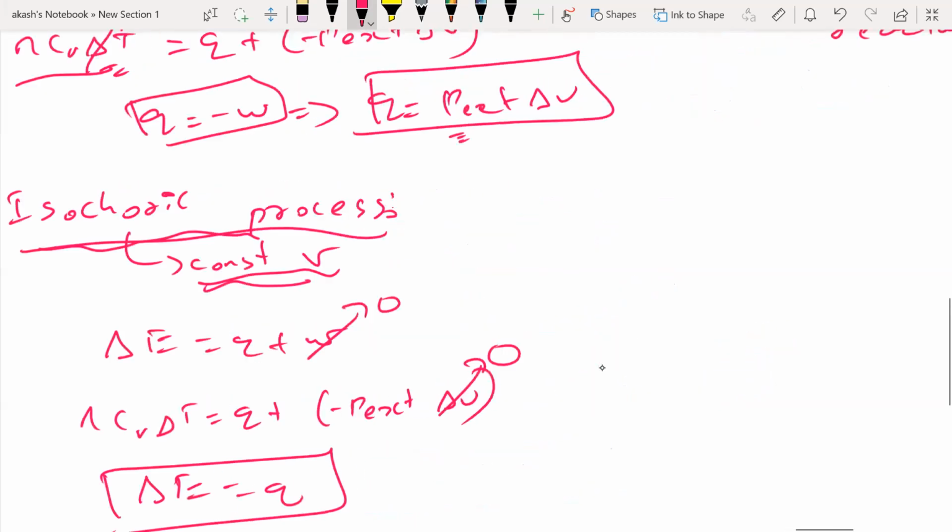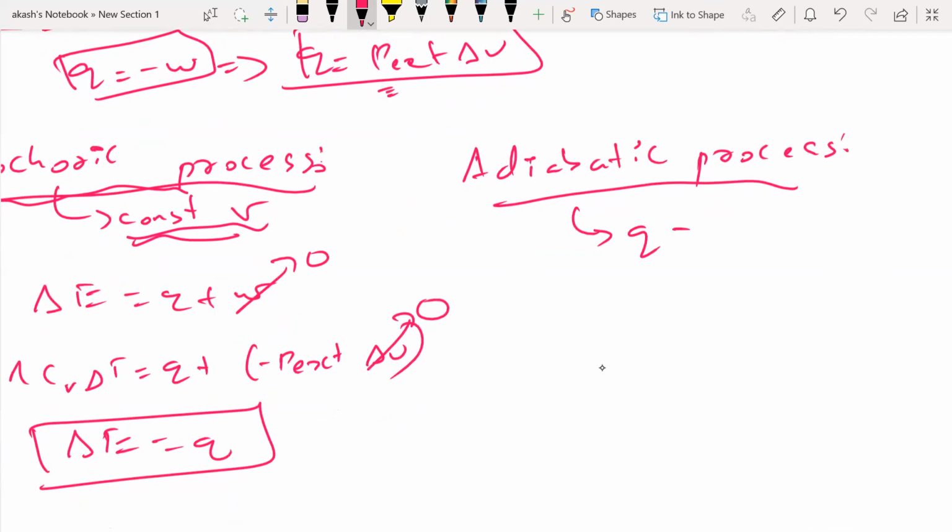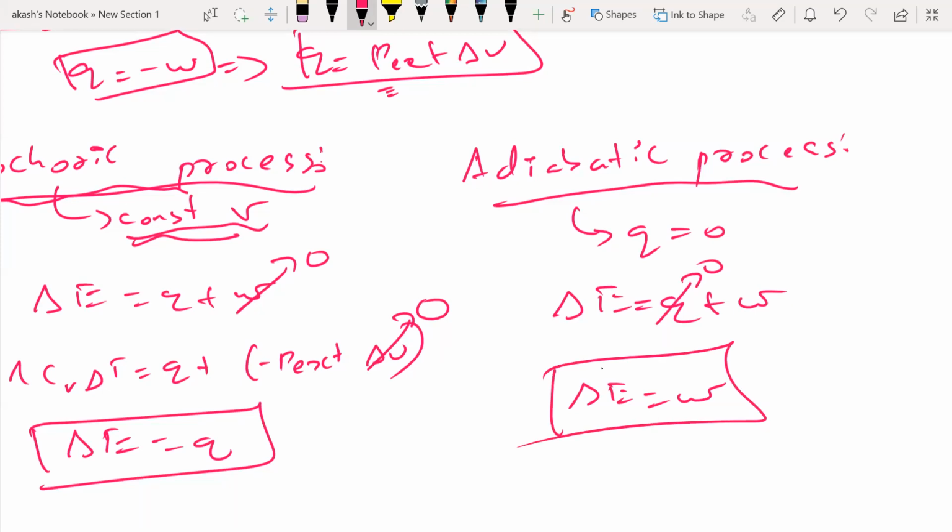Next is the adiabatic process. We have already known what adiabatic systems are. Now we are going to see adiabatic processes. In an adiabatic process, we know that the net heat change is not going to happen. There is no heat getting added, there is no heat lost. So Q is equal to 0. If that's the case, delta E is equal to Q plus W, and since Q is 0, we can write delta E is equal to W. That's it. And W, what will be the formula? Minus P external del V, that you can substitute, get the answer here.